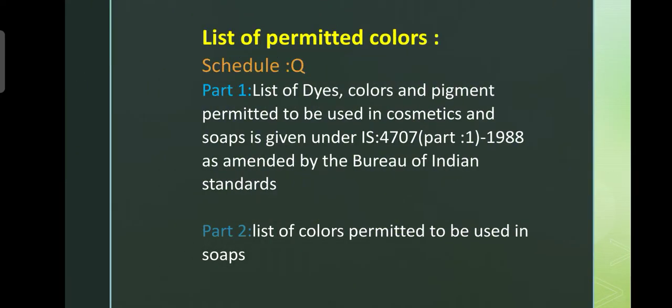List of permitted colors. Schedule Q. Part 1. List of dyes, colors and pigments permitted to be used in cosmetics and soaps is given under IS 4707 Part 1 1988 as amended by the Bureau of Indian Standards. Part 2. List of colors permitted to be used in soaps.